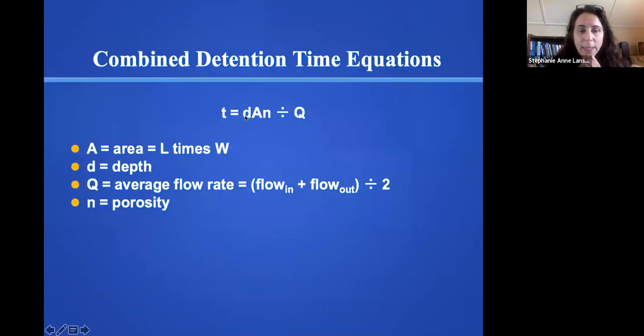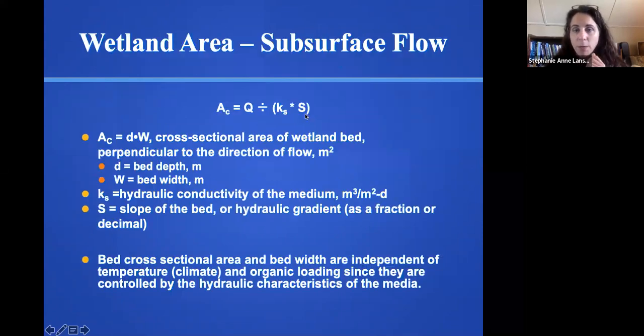So we can combine these equations to get our depth times our area times our porosity divided by our flow rate to get our detention, the retention time in the wetland.